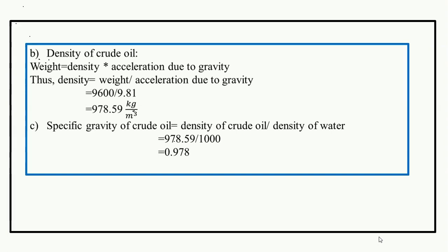Now the second property we have to determine is density of crude oil. Weight equals density into acceleration due to gravity. Thus density equals weight divided by acceleration due to gravity, and we are getting the density as 978.59 kg per meter cube. Now the last property we have to determine is specific gravity of crude oil. Specific gravity of crude oil is equal to density of crude oil divided by density of water, and we are getting the specific gravity of crude oil as 0.978. As specific gravity is a ratio of the same property, it has no unit.